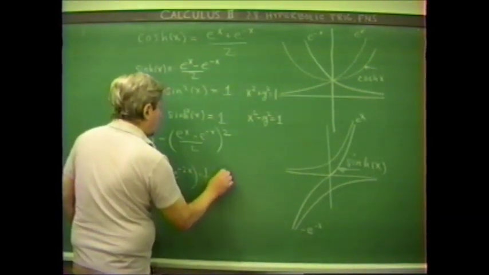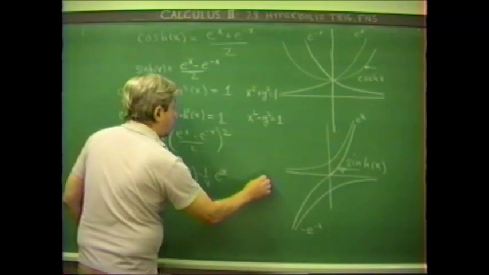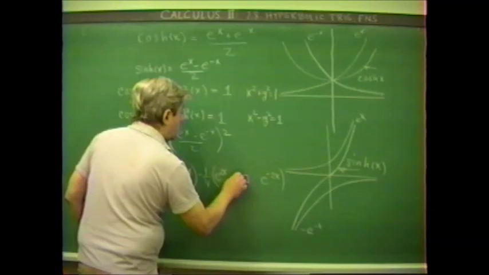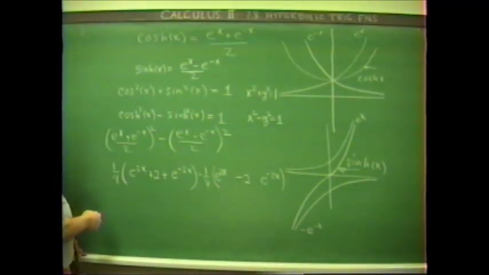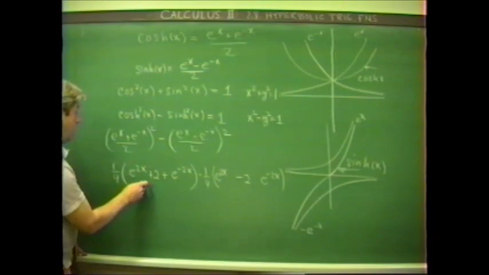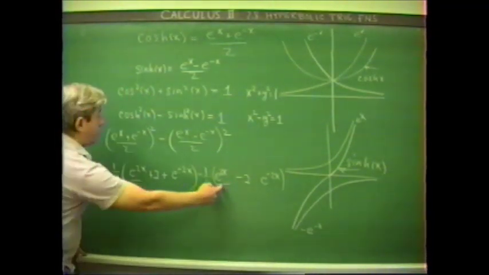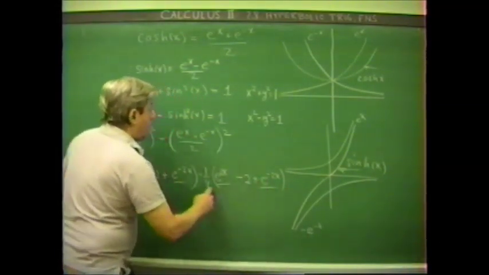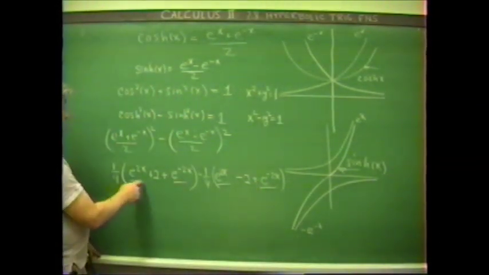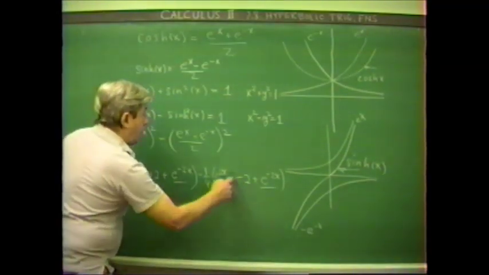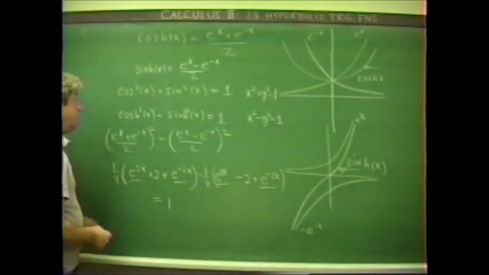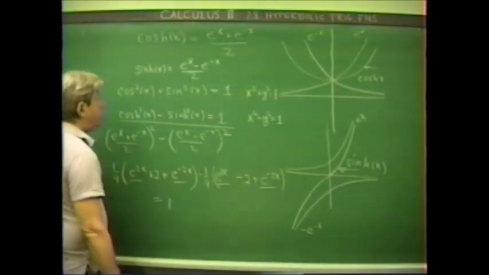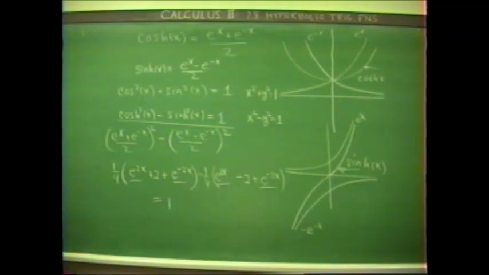Again, here we get e to the 2x and e to the minus 2x. And for the middle term here, we get a minus 2. Right? So altogether, it's a quarter times 2. These terms, a quarter e to the 2x minus a quarter e to the 2x, cancel out. Quarter e to the minus 2x minus a quarter e to the minus 2x cancels out. And so we end up with 2 times a quarter plus 2 times a quarter, or 1. All right. So there's a relationship between the hyperbolic cosine and the hyperbolic sine.